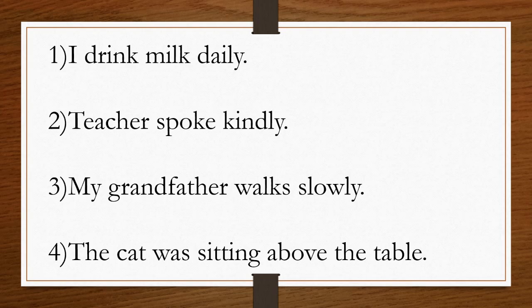I hope you have underlined the adverb. The third sentence is my grandfather walked slowly. And the fourth sentence is the cat was sitting above the table. You have underlined all the adverbs. So now let's check the answers.